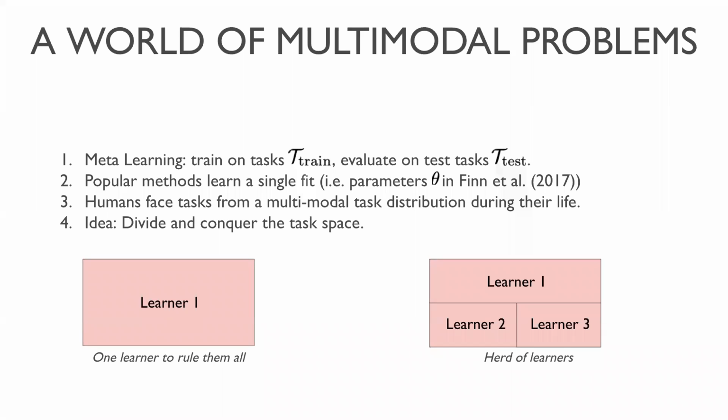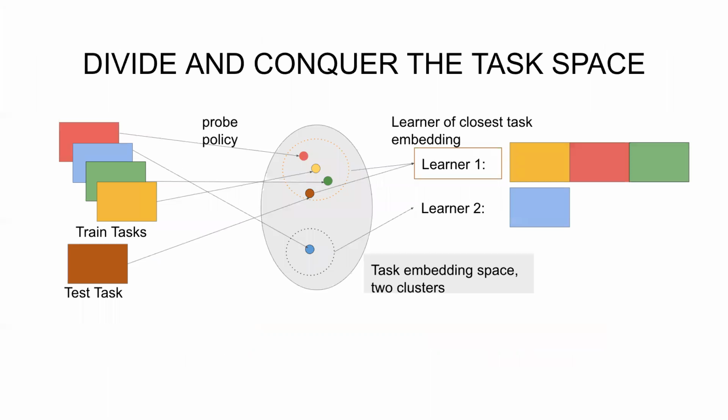So what we are trying to think about is, what if we use multiple learners instead, and how to do this. Right now, it's done with one learner to rule them all. What we propose is a way to instead divide the task space and use multiple learners to learn subsets of the tasks. Also, humans interact with the world as multitask, which is very rich. That's our motivation for trying to do this.